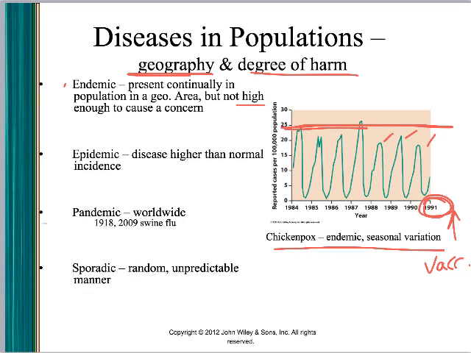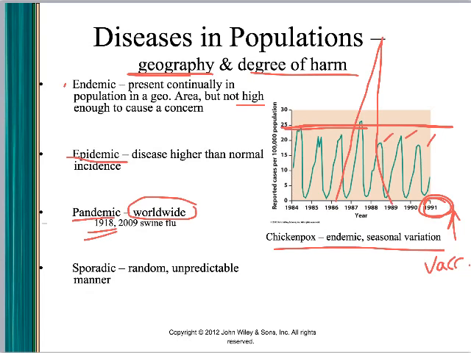Okay, now if something is epidemic, it means we have a higher than normal disease incidence. So we have more of it. So if we had a chickenpox epidemic, maybe in this year the peak went up, so you had more of it.